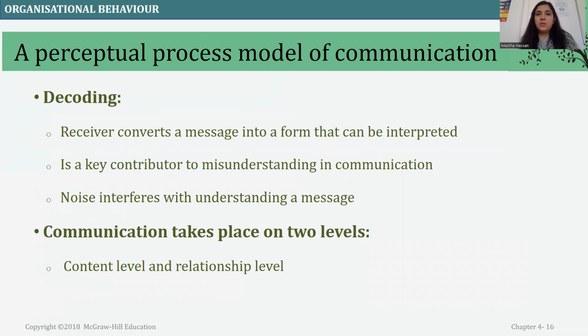Similarly, in the perpetual process model of communication, there is decoding. A receiver converts a message into a form that can be interpreted. It is a key contributor to misunderstanding in communication. Obviously, if you are giving information and it is ambiguous, you do not know how the employees will perceive that information. So there is encoding and decoding of information according to perception. Here is where perception comes in. Everyone will perceive it according to their own understanding. Okay.